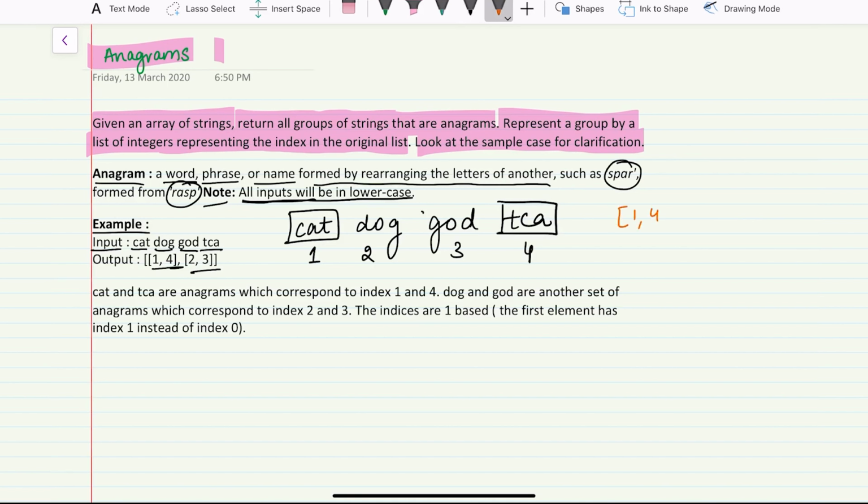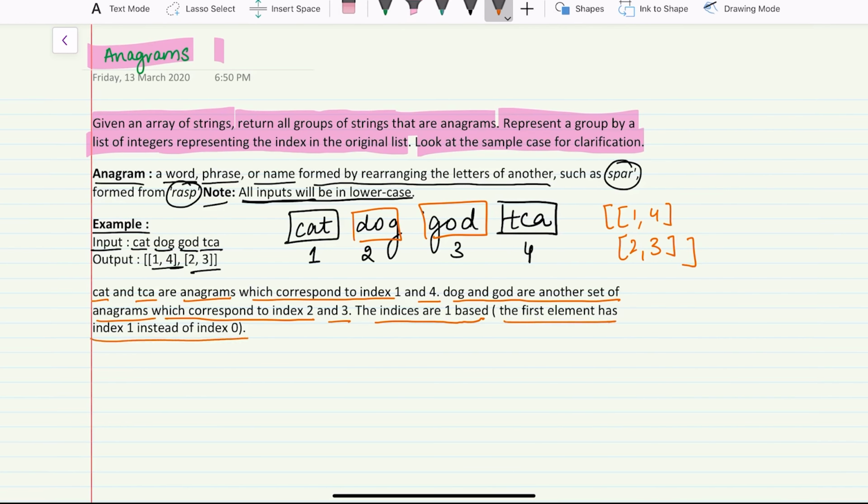That means 1 and 4 are together. Likewise, dog and god are both anagrams because again the characters are the same, the frequency is the same, but the order is different. So 2 and 3 are anagrams. So we have to return the answer like this. Now in the explanation, it's written that cat and tca are anagrams which correspond to index 1 and 4. Dog and god are another set of anagrams which correspond to index 2 and 3. So the indices are 1-based: the first element has index 1 instead of 0.